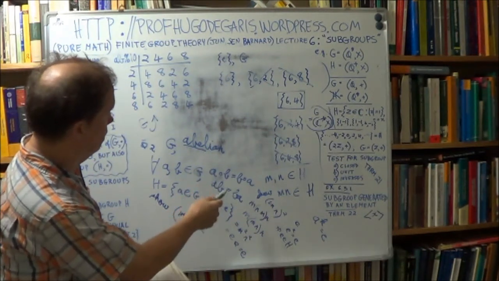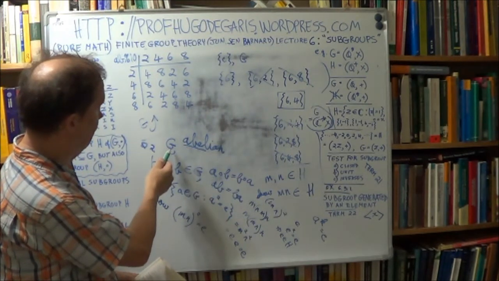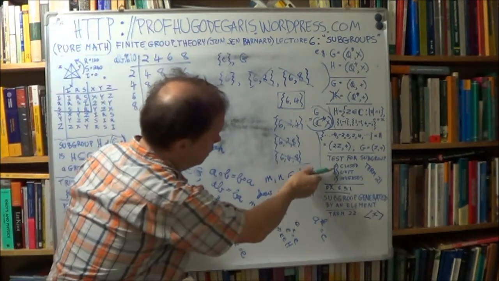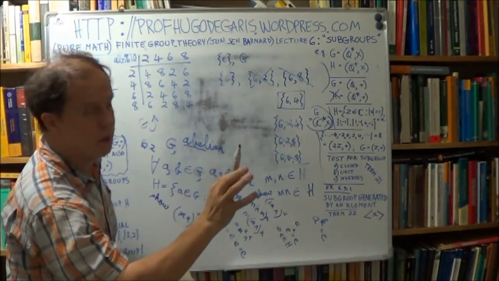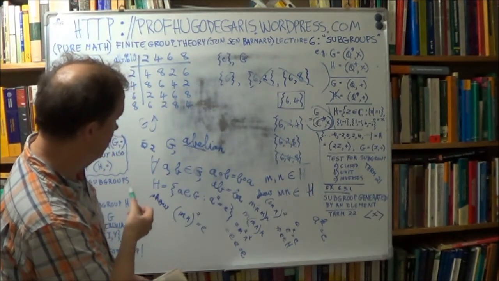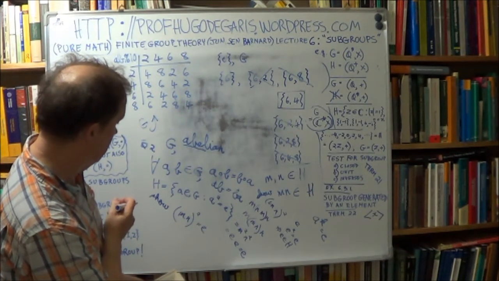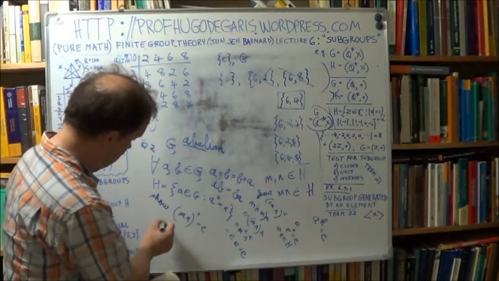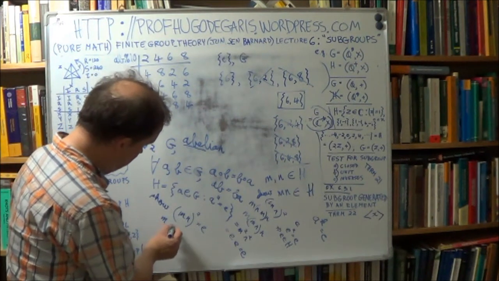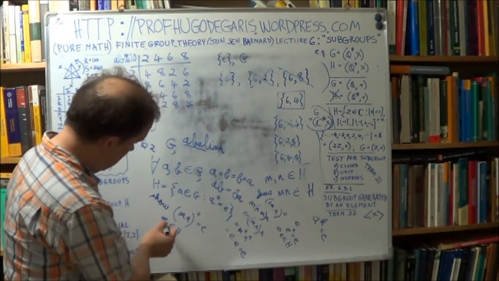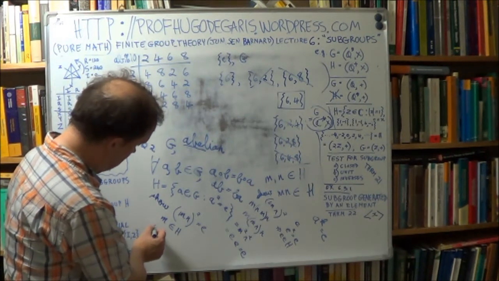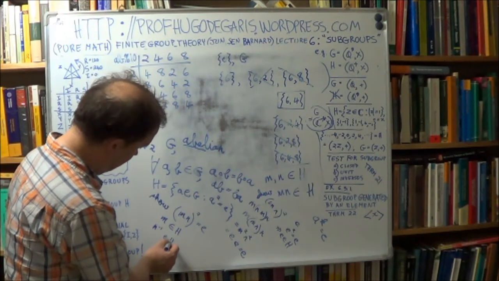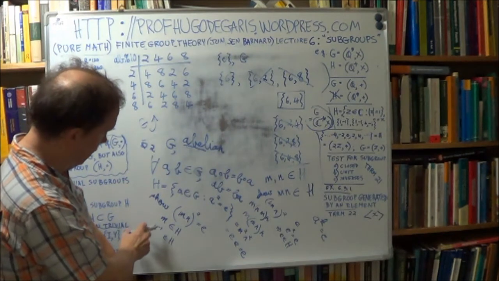We don't have to prove associativity because G is associative because it's a group, right? So we only have to test these three things. We don't have to worry about associativity. Now, what about the inverse? How to prove? So if M belongs to H, how to prove that the inverse also belongs to H?